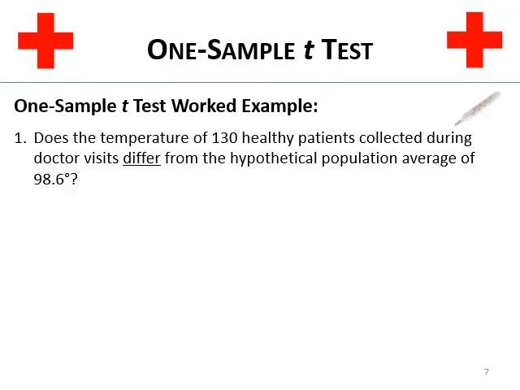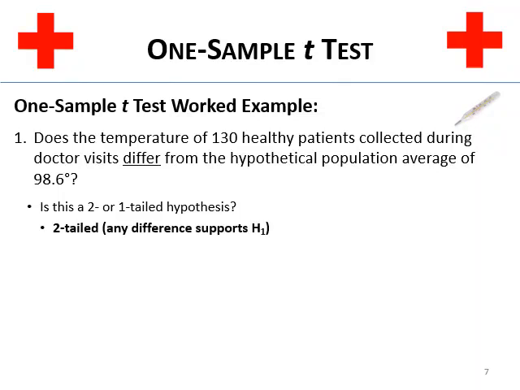Does the temperature of 130 healthy patients collected during doctor visits differ from the hypothetical population average of 98.6 degrees? So it's that example that was on like slide 1. So first of all, is this a two-tailed or a one-tailed hypothesis? We're saying they differ. We're not saying they're hotter. We're not saying they're colder, right? Or higher or lower. We're just saying they differ. So this is a two-tailed hypothesis because we'd be right if they're hotter. We'd be right if they're cooler. So any difference supports the alternative.